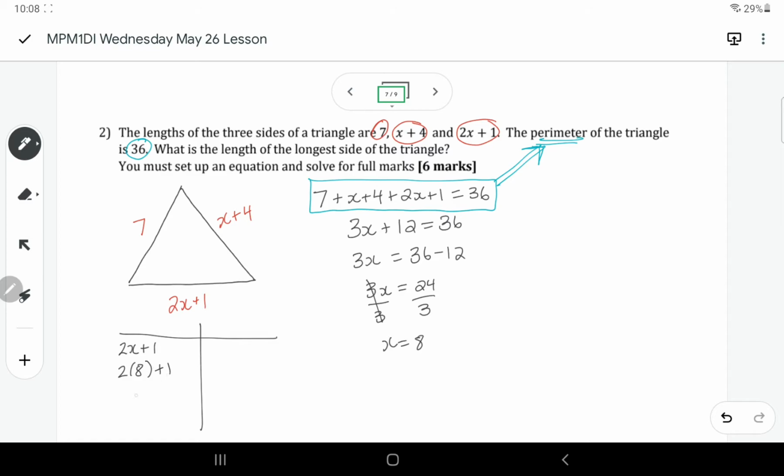So 2 times 8 plus 1 is 16 plus 1 is 17. So this side is 17. The other side is 7x plus 4, so 8 plus 4, which is 12. So my actual side lengths on my triangle are 7, 17, and 12. So then it says, what is the length of the longest side? You would say the longest side is 17.